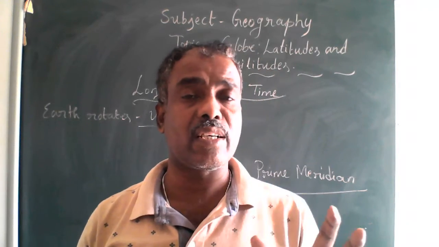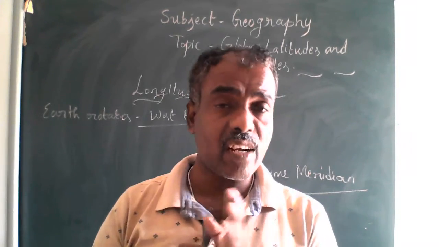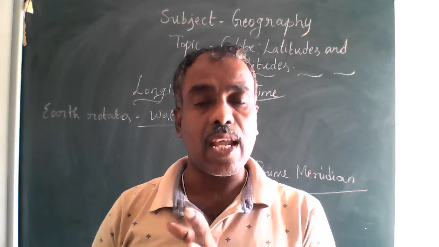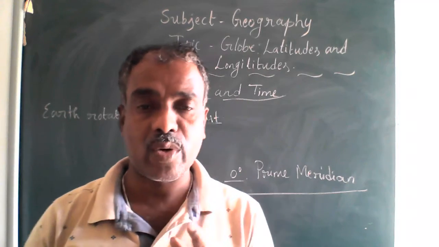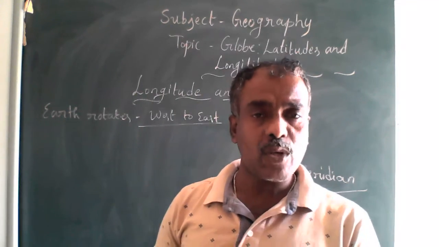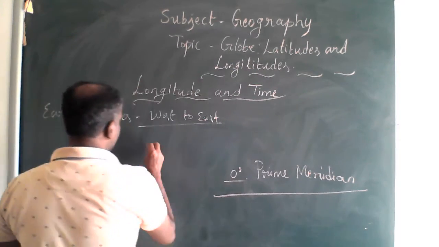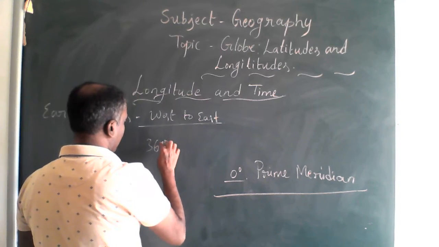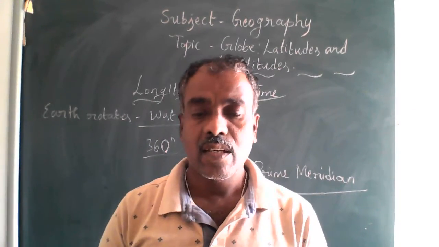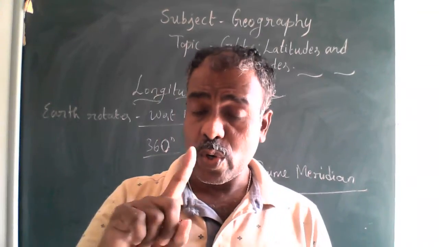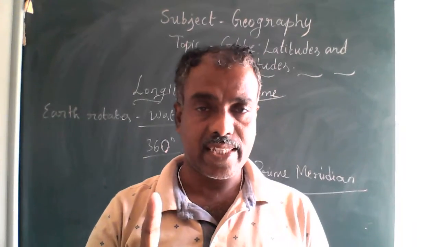How are we calculating the time and the rate of difference? So let us see how we are going to calculate the time. See, all of you know that the earth rotates totally how many degrees? 360 degrees. The earth rotates 360 degrees to complete one round on its own axis.